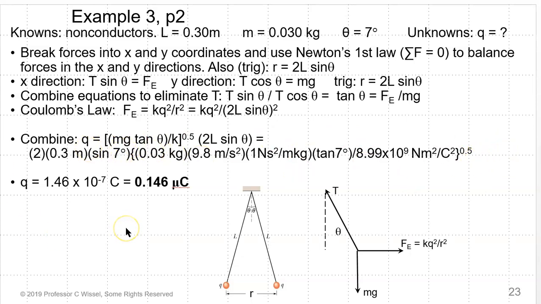When you do all of that, you wind up with Q equals 1.46 times 10 to the minus 7th coulombs, and that is 0.146 microcoulombs. Now, this is the way I want you doing problems. Why? Because this way works.